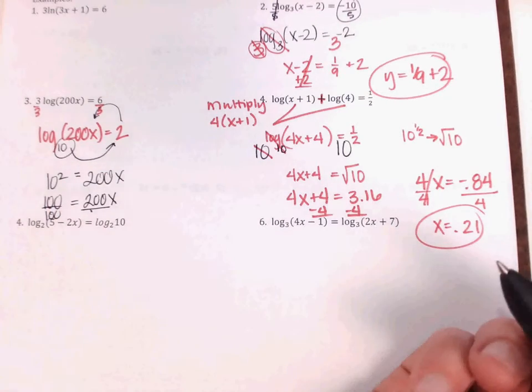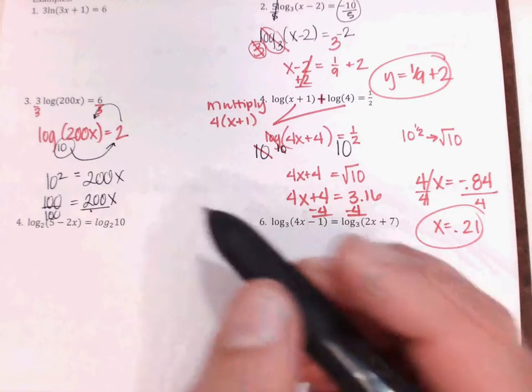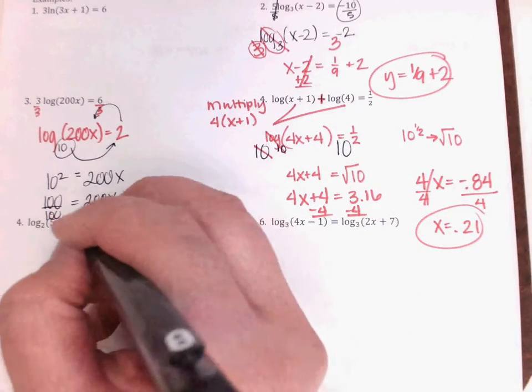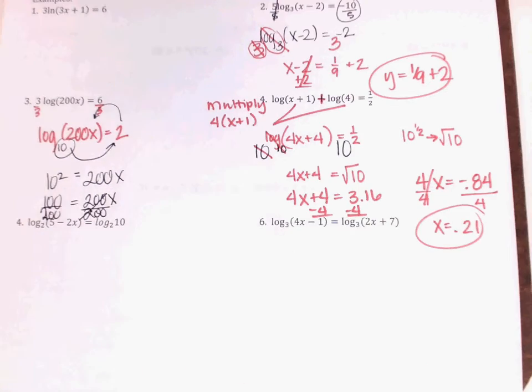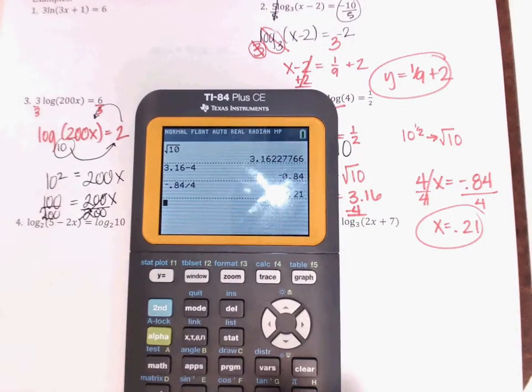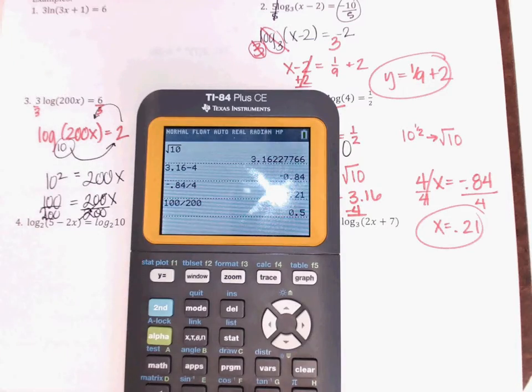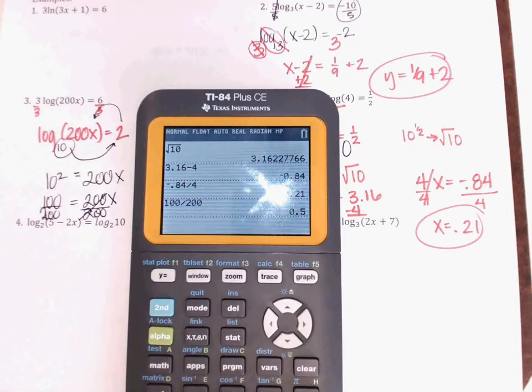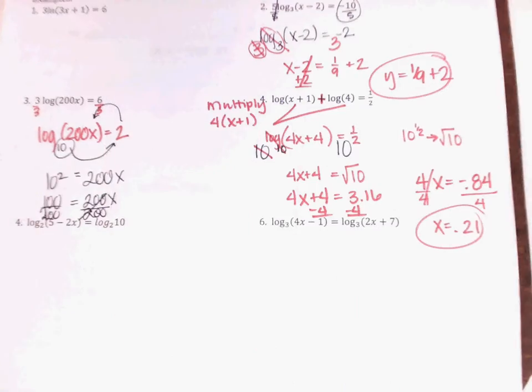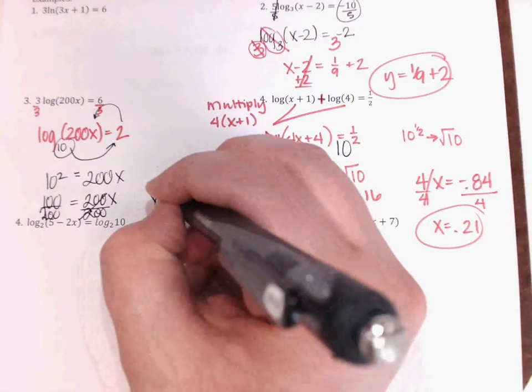Oh wait, hold on. I divided by the wrong number. What should I be dividing by? 200. The 200, not the 100. And then if I go into my calculator and do 100 divided by 200, what am I going to get? That would be 0.5, or a half is fine. Okay, 100 out of 200 comes out to be a half.